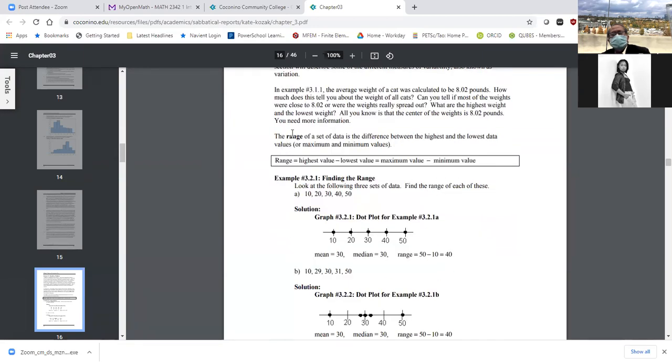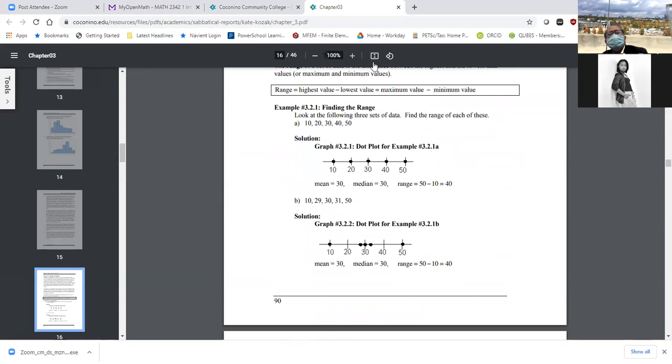So the first one is what we call the range of a data set. It's the difference between the highest and the lowest data values, or the maximum and the minimum values. So the range will be the highest value subtract the lowest value. For example, what is the range for this data? You need to find the minimum value, which is 10, right? The maximum value is 50, right? So the range will be 50 subtract 10, so 40, okay?